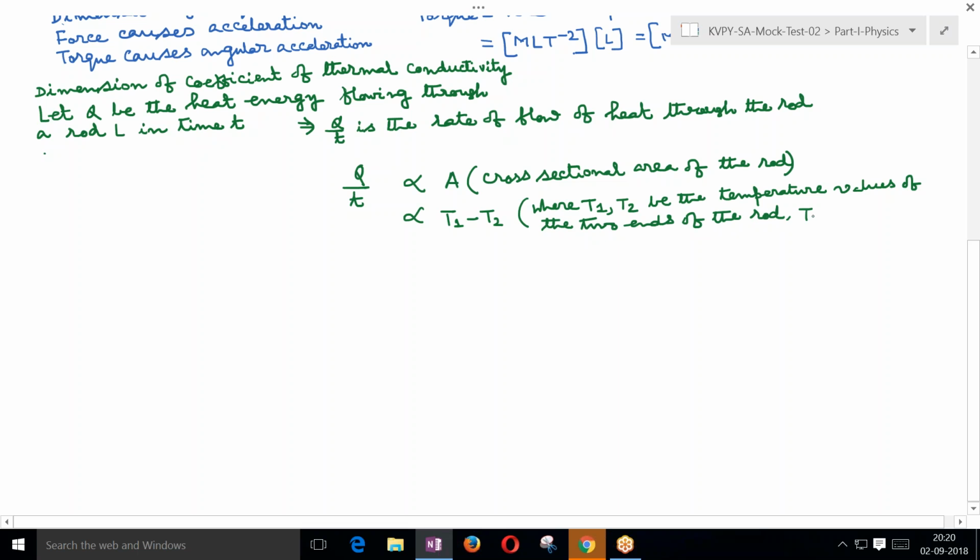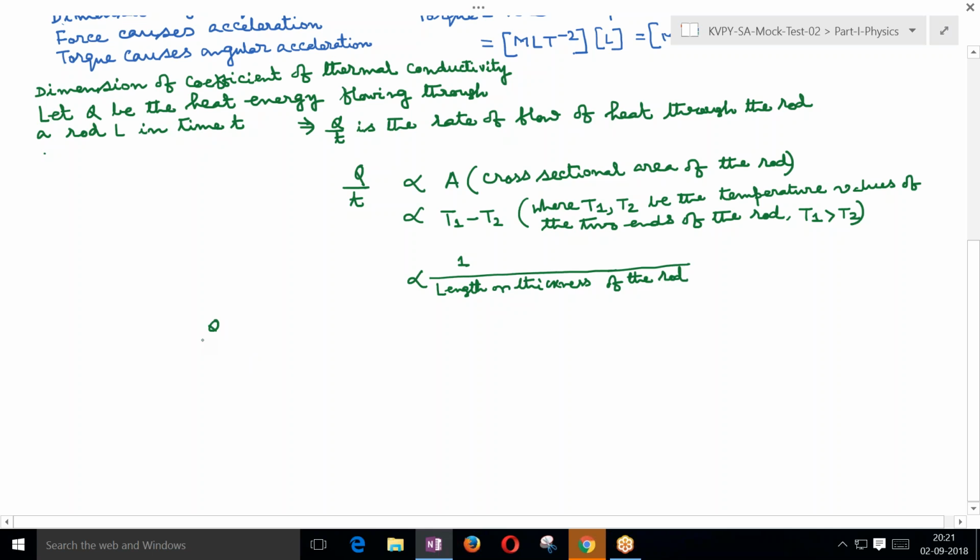And obviously we are assuming that T1 is greater than T2, so that we can make it proportional to T1 minus T2. And it is also inversely proportional to the length or thickness of the rod. That means it varies as 1 by length or thickness of the rod. Now if we combine all these three, then what we'll get?